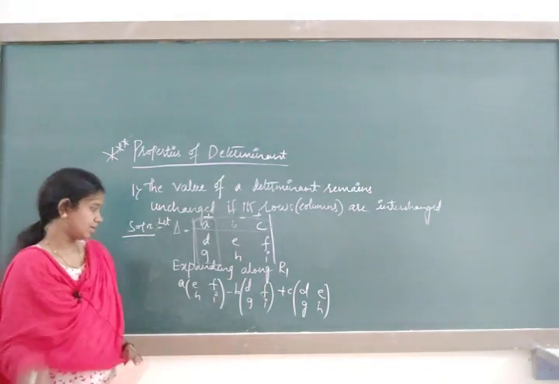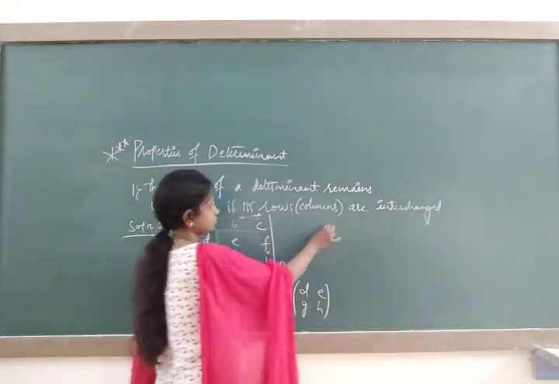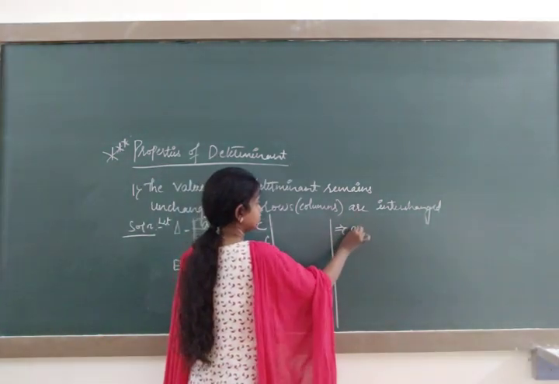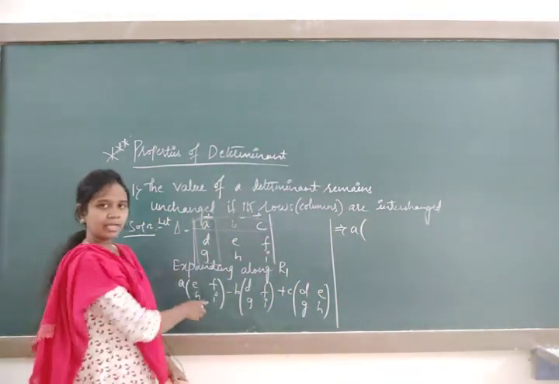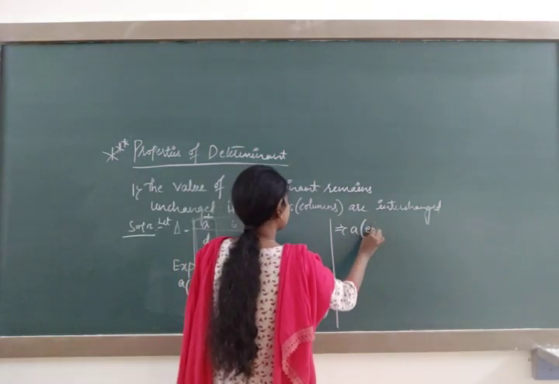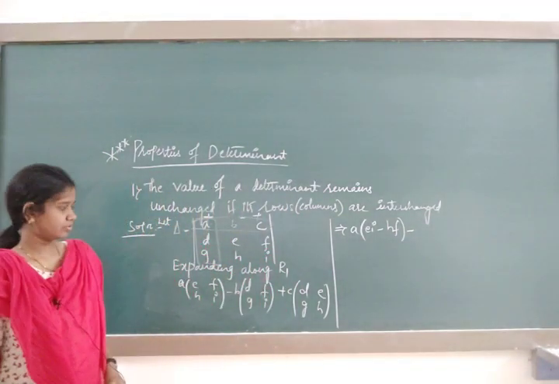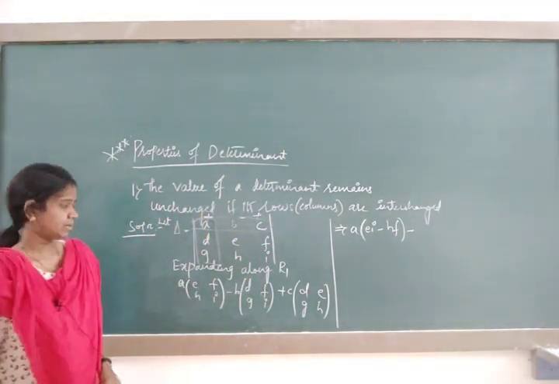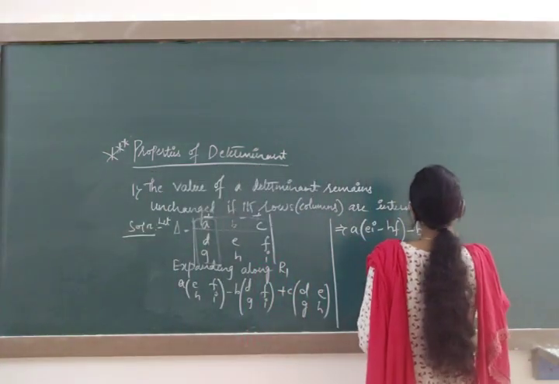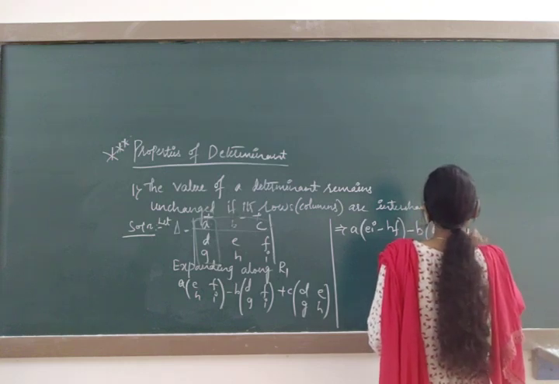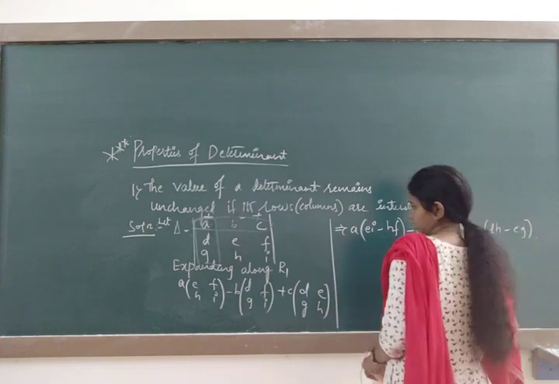So you know the expansion of determinant. In the last class I have explained. Now this, it's a 2 cross 2. You just expand this one. A of, it's of order 2 cross 2, it will be EI minus HF, minus B of DI minus GF, plus C of DH minus EG.